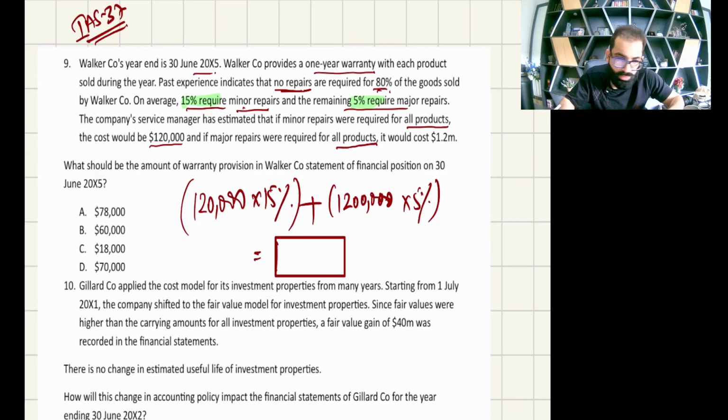So what should be the warranty provision? Please check it out. This is the answer. 78,000 is your answer.